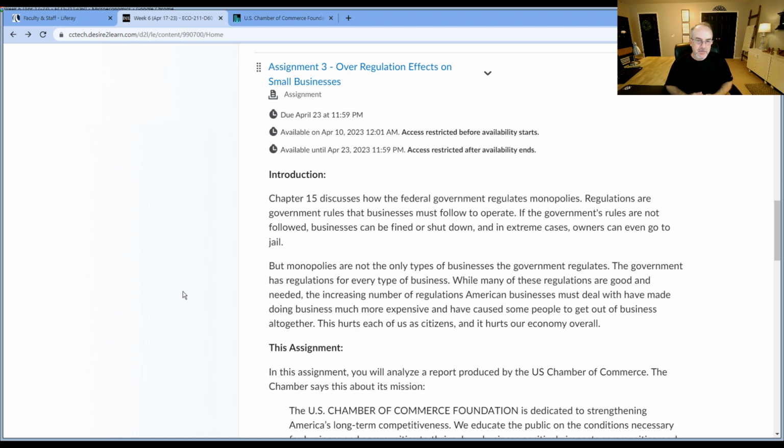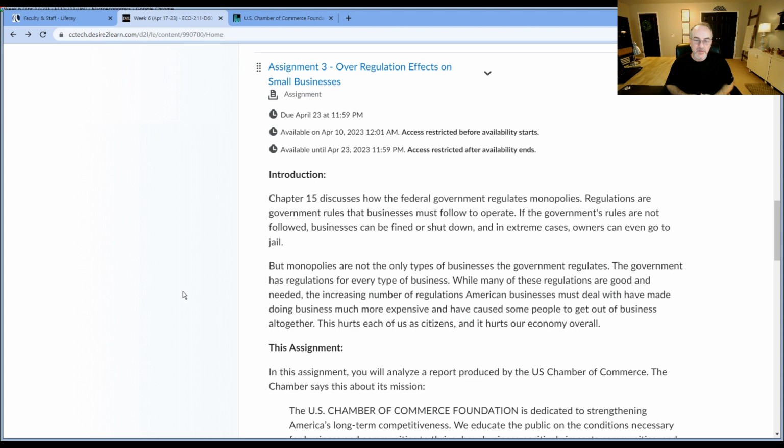Introduction. Chapter 15 discusses how the federal government regulates monopolies. A monopoly is when only one business is doing the thing in that economy for the market. A good example would be a power company. The government comes in and regulates those. They have rules for those companies because they could raise their prices very easily, since they have so much power in the market and don't have any competition.